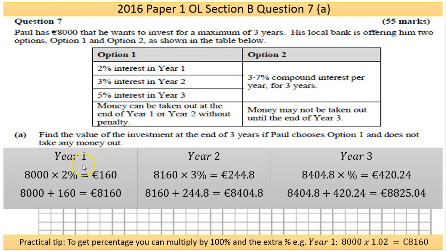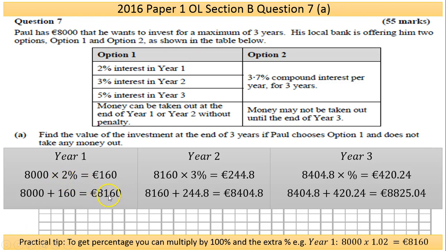I've done year 1. So it's 8,000 by 2% is 160. I add the 160 back on. I end up at 8,160. Now what you could have done here, to avoid yourself the second step, was multiply the 8,000 by 102%. That one in the answer would include the 8,000 and the 2%. So you would end up going straight to the answer, €8,160.